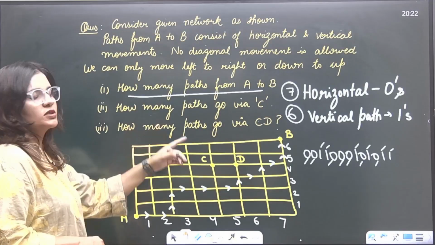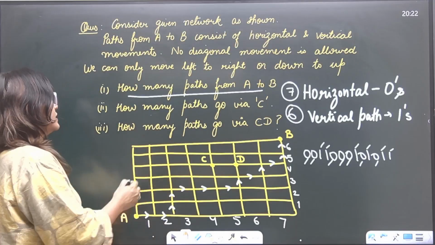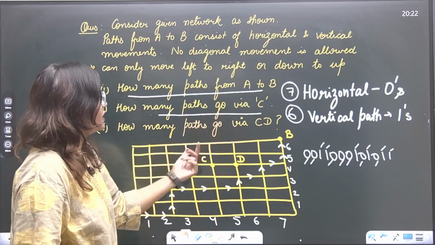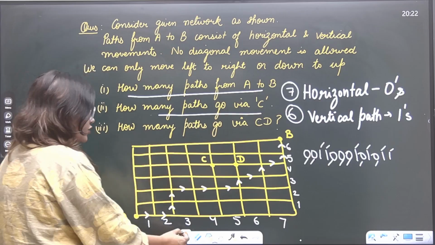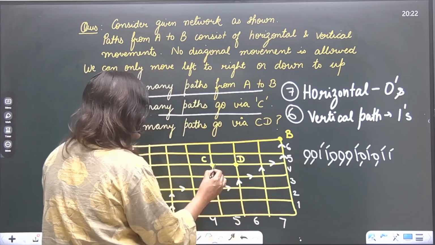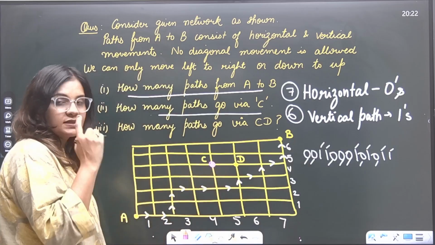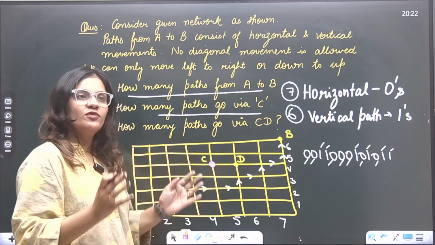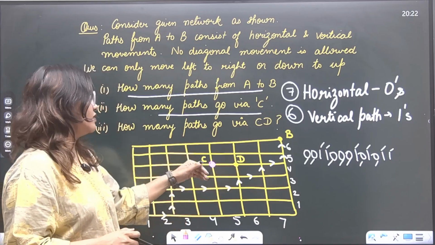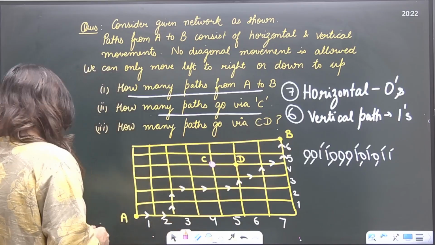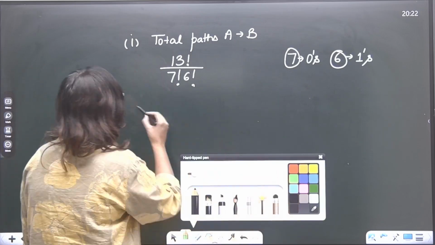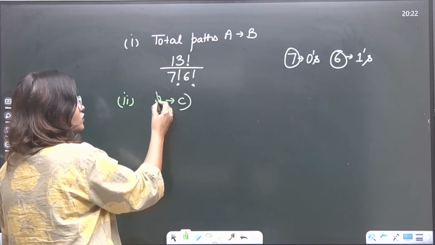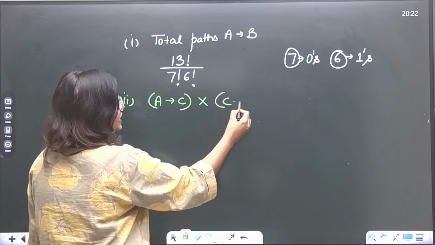Now let's talk about the second part: in how many ways can we complete the path from A to B via C. So now let's focus on C, where C lies. This is the C point, right? So let's see how many vertical paths there are. Firstly, we will reach C. In how many ways can we reach C, and then we will find C to B. So basically the second part says that firstly find the total paths from A to C, multiplied by the paths from C to B.